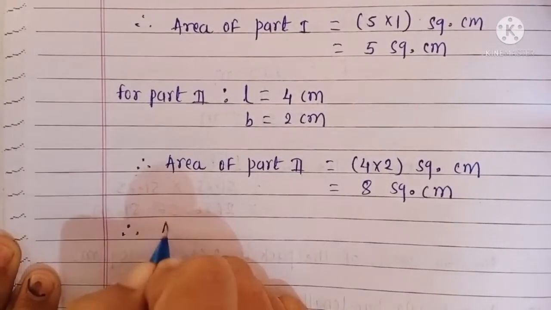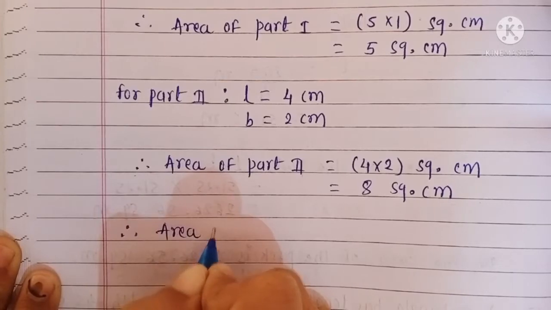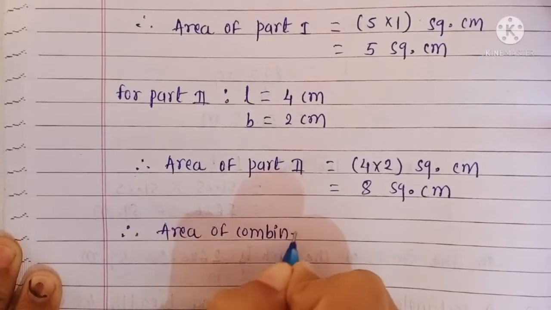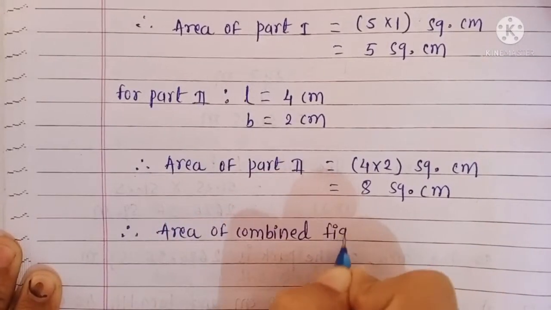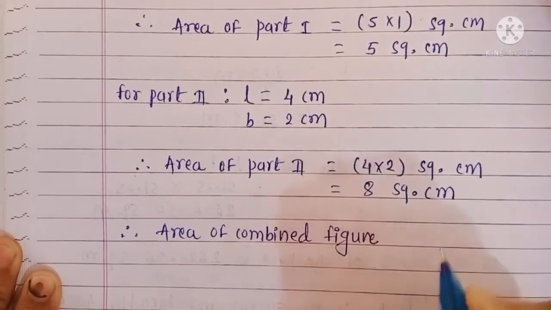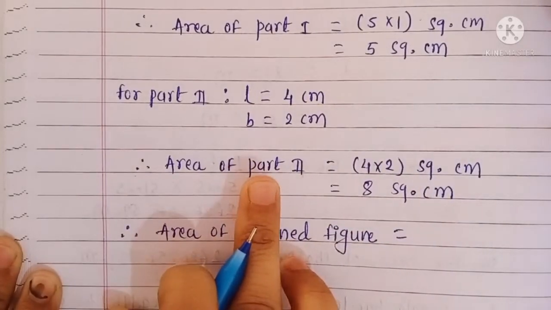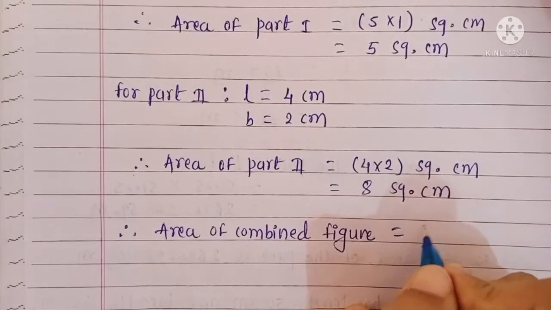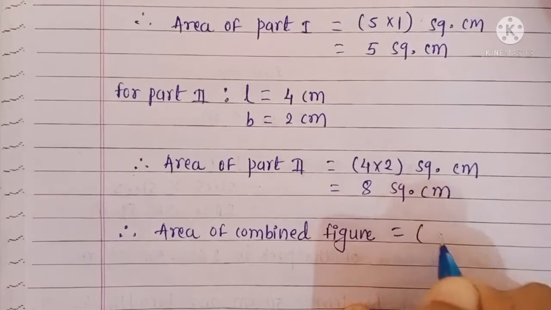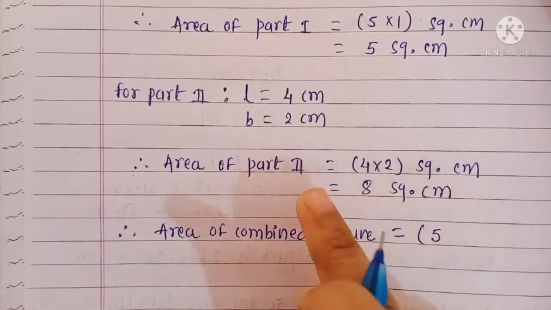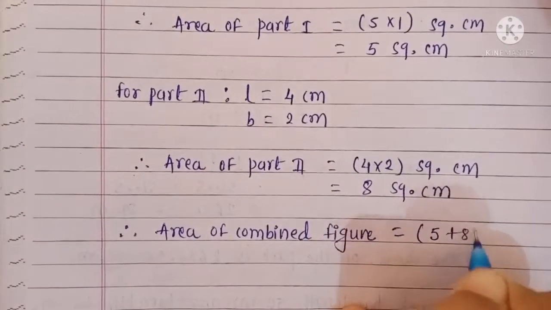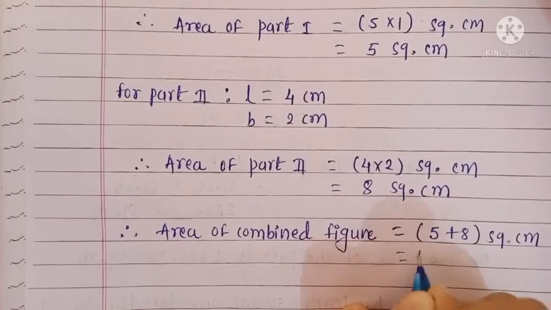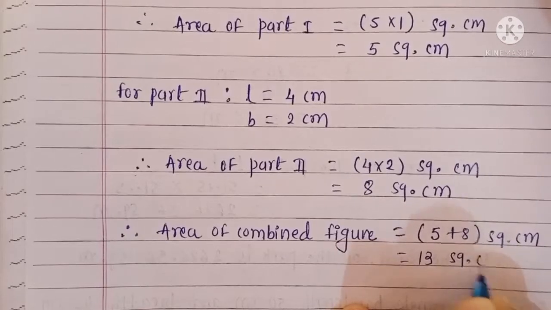Therefore, area of combined figure is equal to sum of the area of part 1 and part 2. So यहाँ पे part 1 का एरिया है 5 स्क्वायर सेंटीमीटर एंड part 2 का एरिया है 8 स्क्वायर सेंटीमीटर. So we get combined area 13 square centimeter.